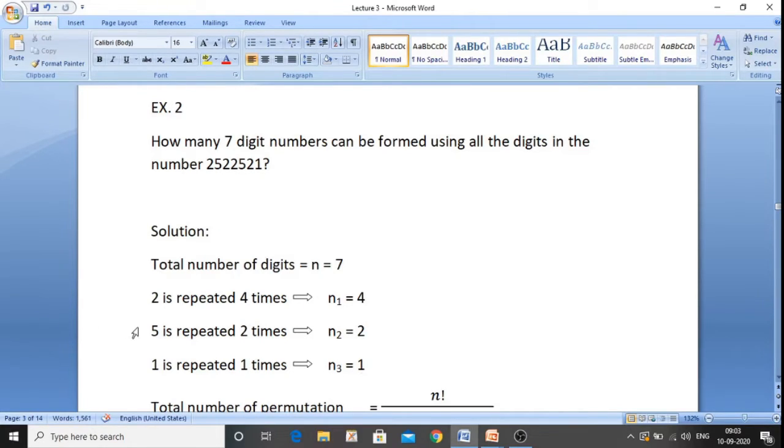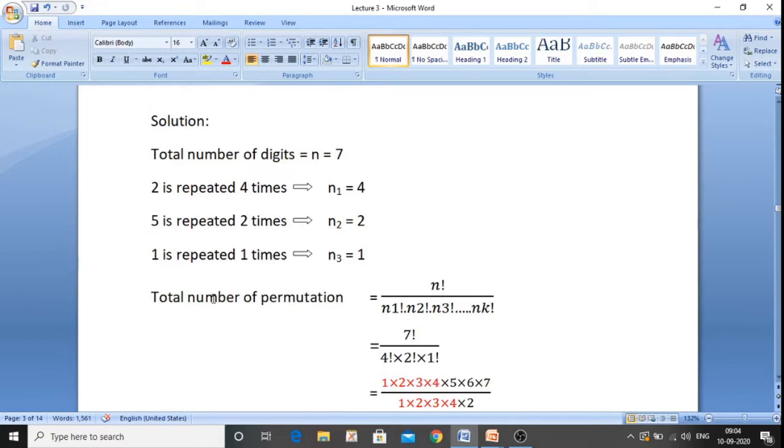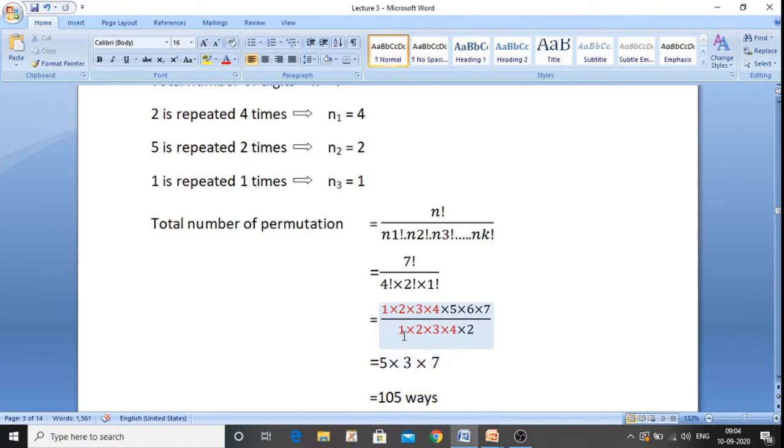And since all these digits are not distinct, therefore use the formula: the total number of permutations is equal to n factorial upon n1 factorial into n2 factorial up to nk factorial. Here k is equal to 3 and n is 7, so 7 factorial upon n1, that is 4 factorial, into n2, that is 2 factorial, into n3, that is 1 factorial. Now 7 factorial means the product of 1 to 7, and 4 factorial means the product of 1 to 4 in the denominator, into 2 factorial, which means 2. So 1 to 4 gets cancelled.